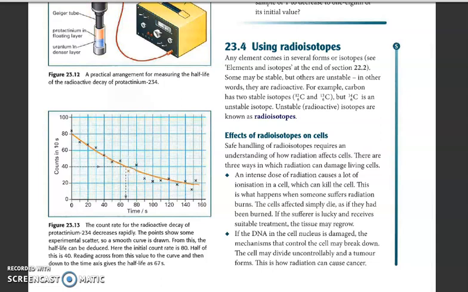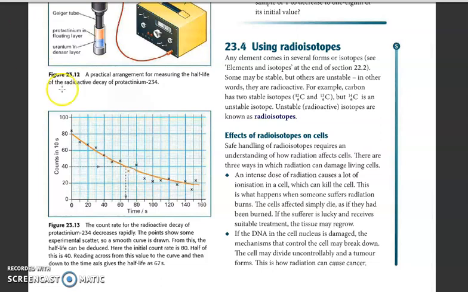So an intense dose of radiation causes a lot of ionization in a cell, which can kill the cell. This is what happens when someone suffers from radiation burns. The affected cells simply die as if they have been burned. If the sufferer is lucky and receives suitable treatment, the tissue may regrow.